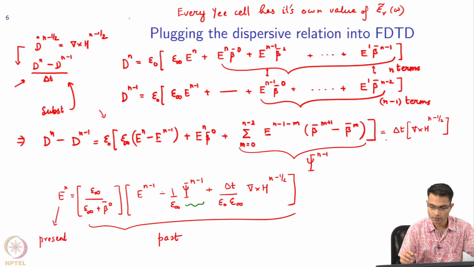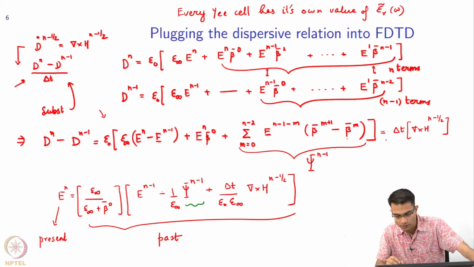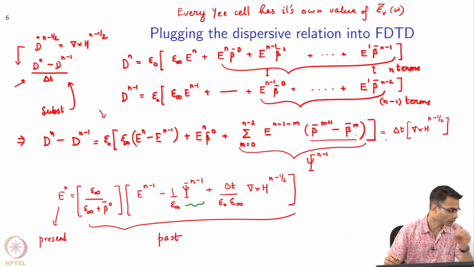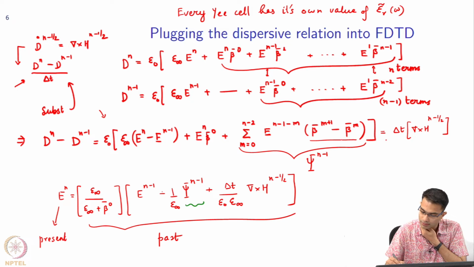So, in psi n minus 1, you notice that there is a beta bar m plus 1 minus beta bar m, correct, this expression over here. So, I am going to call this term over here another, there are many simplifications that we need to do. So, I am going to call this delta beta m.